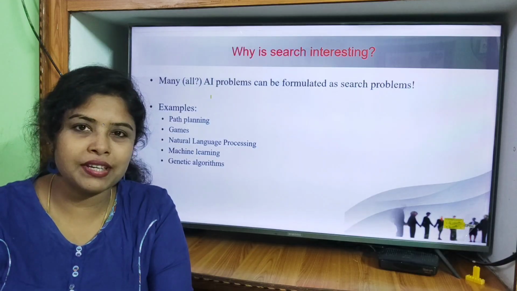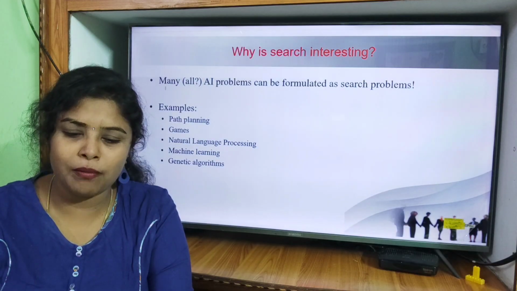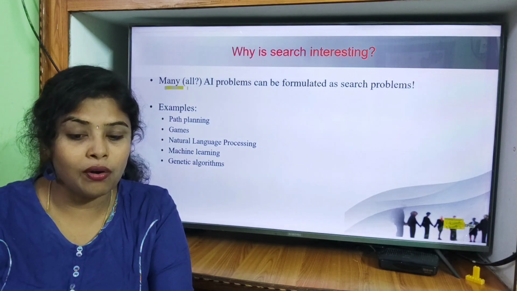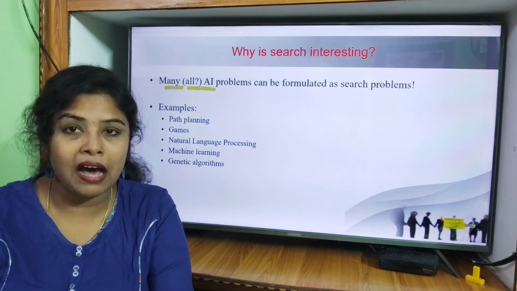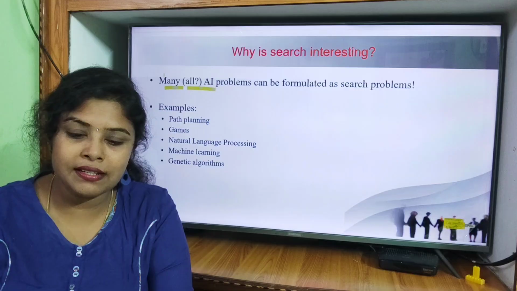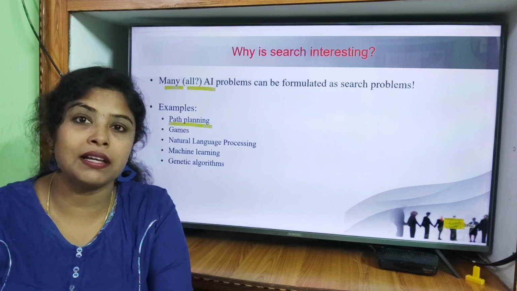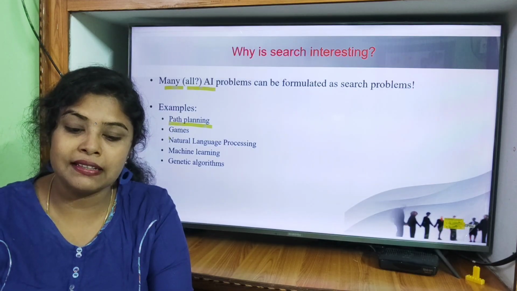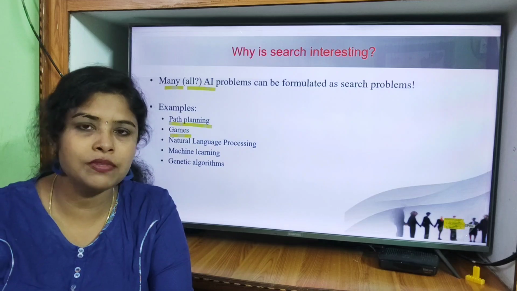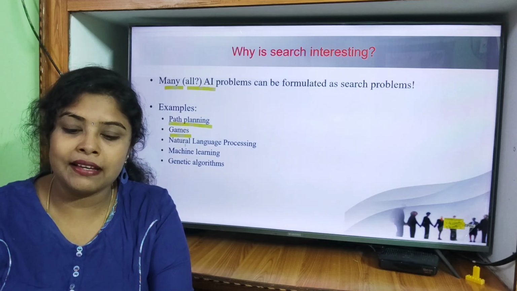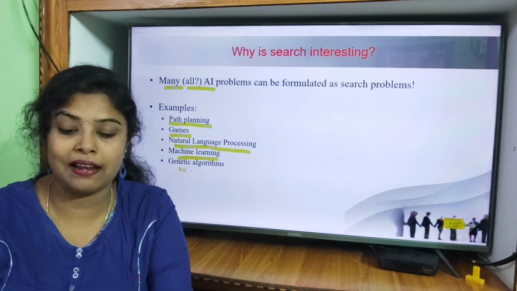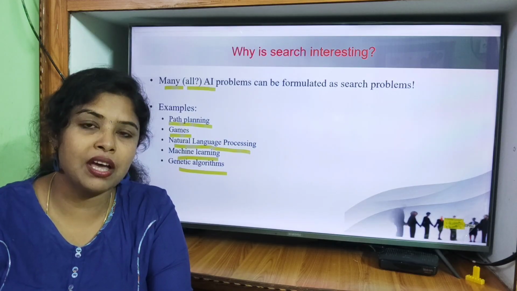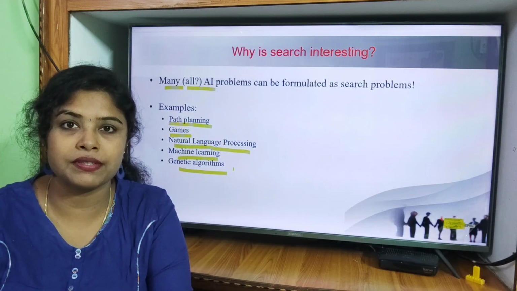Why is search interesting? Most of the problems, in fact we can say all the problems related in the field of AI, are to be searched. So consider any path finding or path planning problems and certain games. It could be single player games or multiplayer games. And in natural language processing, machine learning and genetic algorithms, everywhere we are using search algorithms.